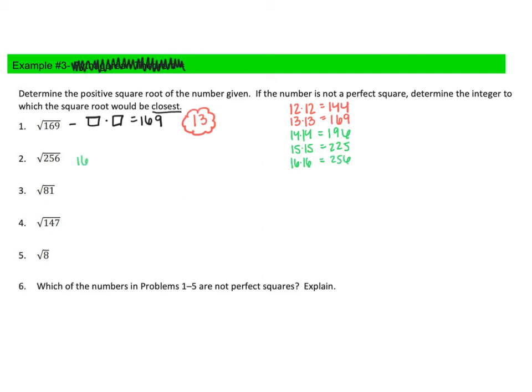So 16 squared equals 256. So that means my answer is 16. It was another perfect square. All right, moving on. We have one below.